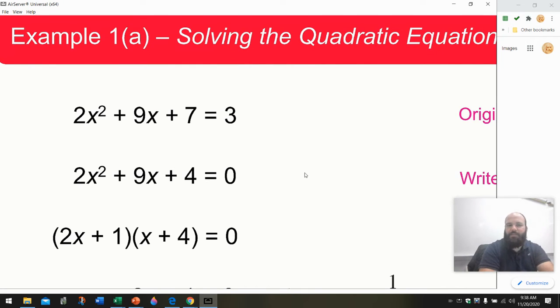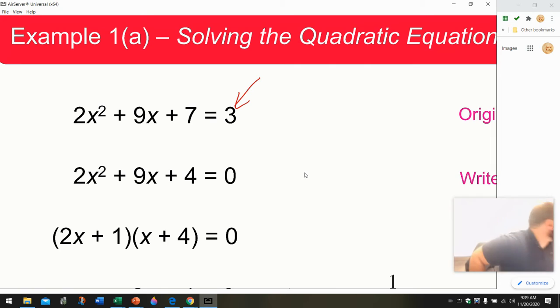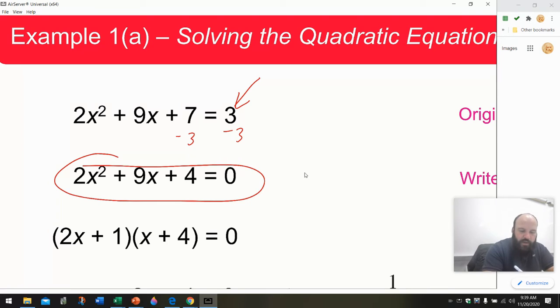Now, we're going to use that fact when we try to solve something like this: 2x squared plus 9x plus 7 equals 3. The first thing you need to see is that this is not in standard form. Again, the book calls that general form. It is not in standard form because there is a 3 right there, and in order for this to be in standard form, all the stuff has to be moved over to one side of the equal sign. So that is exactly what we're going to do. We are going to subtract 3 from both sides, and you can see that I get this new equation that is in standard form.